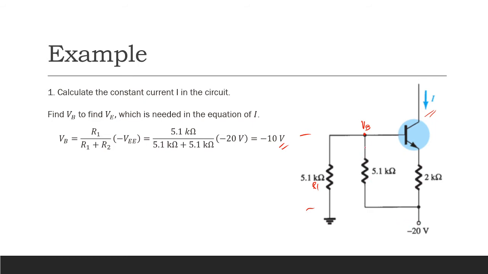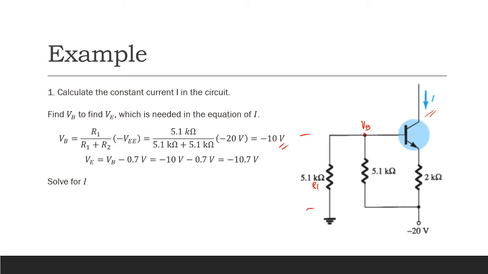Ibig sabihin, mahati lang siya dun sa dalawa. Next, kunin natin yung VE to get VE minus 0.7 lang. So we will have negative 10.7 volts. That's our VE.